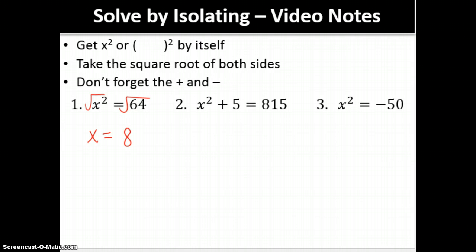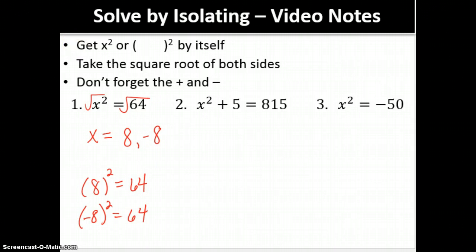But if we think more about this, we have x squared equals 64. So what squared will give us 64? Well, hopefully very quickly you think 8. 8 squared is 64. But what else squared is 64? Okay, that's going to be negative 8. So 8 squared is 64, and negative 8 squared is also 64. So we can have x as 8 or negative 8.